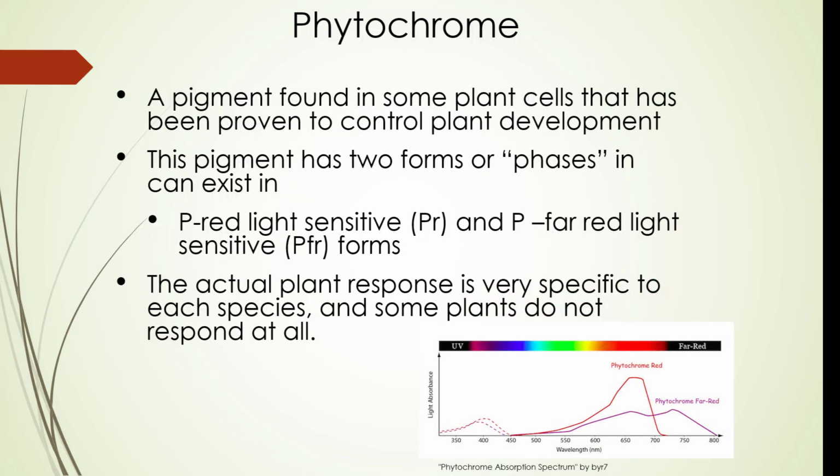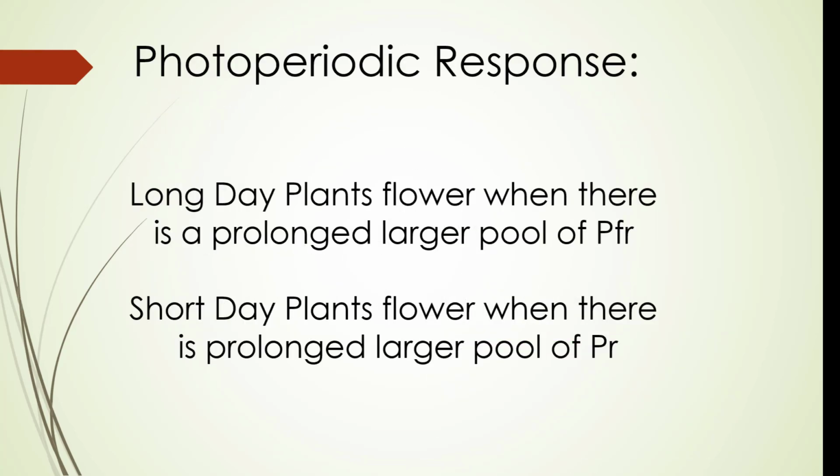So there's a pigment that's found in some cells that has been proven to control plant development, and that's called phytochrome. This pigment has two forms, P-red sensitive and P-far red sensitive forms. And each plant response is very specific to each species. Some plants don't respond at all. So long day plants flower when there is a prolonged larger pool of PFR. Short day plants flower when there's a prolonged larger pool of PR.